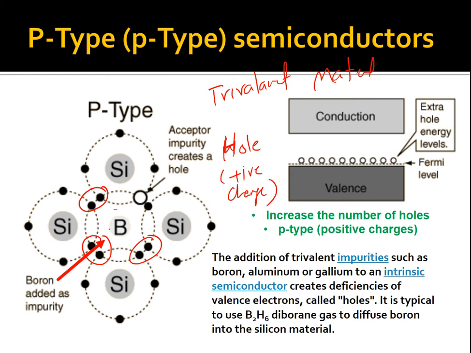So when we add a trivalent impurity, that will create a hole, because an electron will be attracted towards the positive charge, the proton. The addition of the trivalent material will create a hole in the crystal of the atom. So now we have a hole, meaning a positive charge. Such semiconductor materials are called p-type semiconductor materials. So we have seen two kinds of semiconductor materials, p-type and n-type.